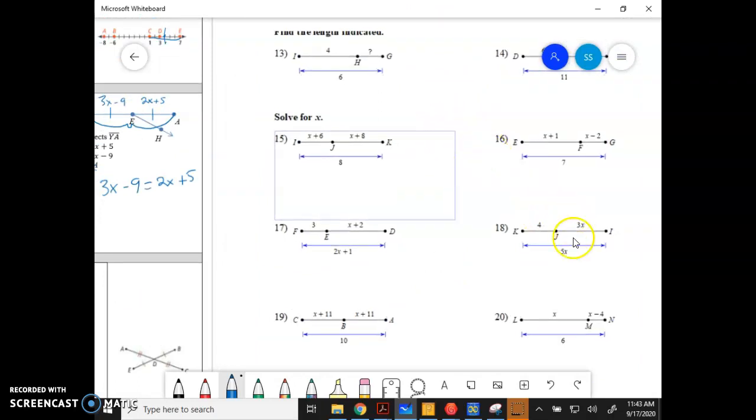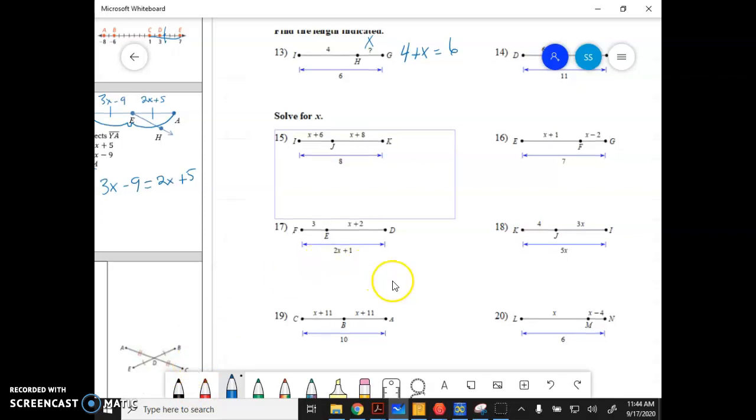All right, so some of these are pretty easy, like number 13. So we got a question mark. I'm gonna put that as a variable. All right, so we're gonna say 4 plus x has to equal the whole thing, which is 6. So that should be really easy for us to solve.